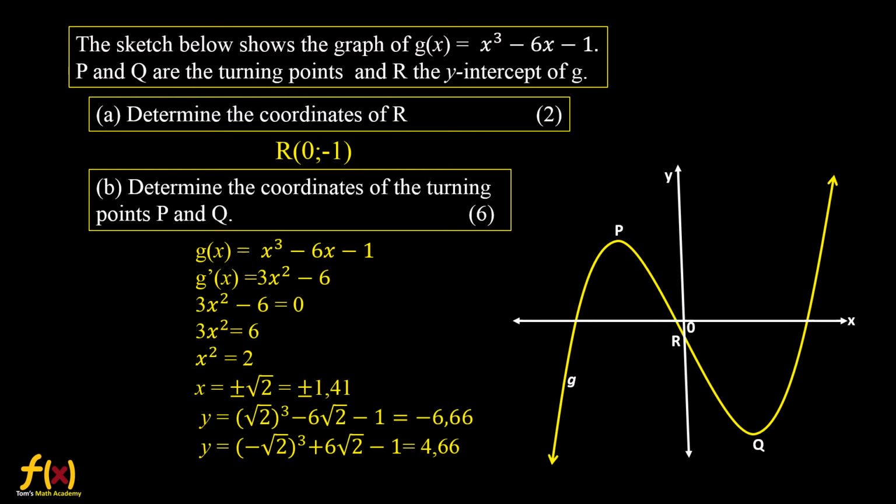Now decide what the coordinates of P are, using the two x values and two y values. P must be (negative 1,41; 4,66), and Q must be (1,41; minus 6,66). 6 marks for the turning points.